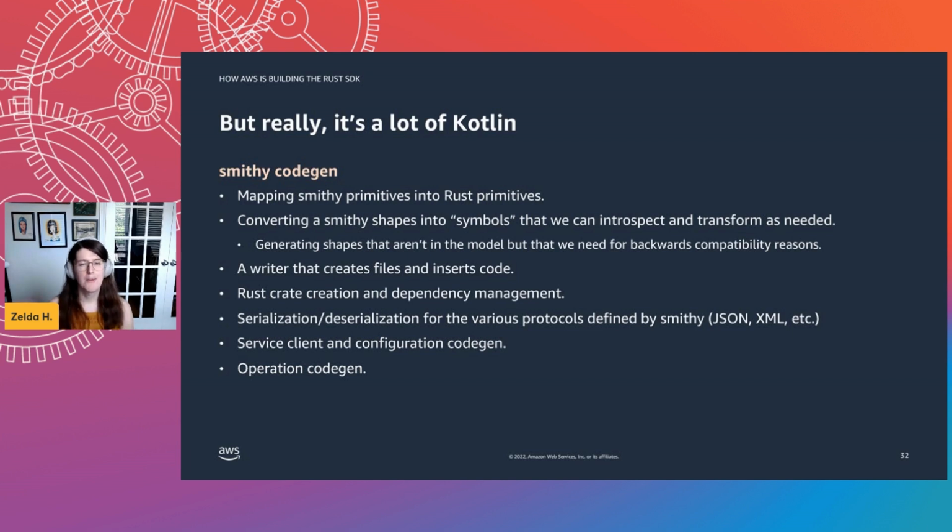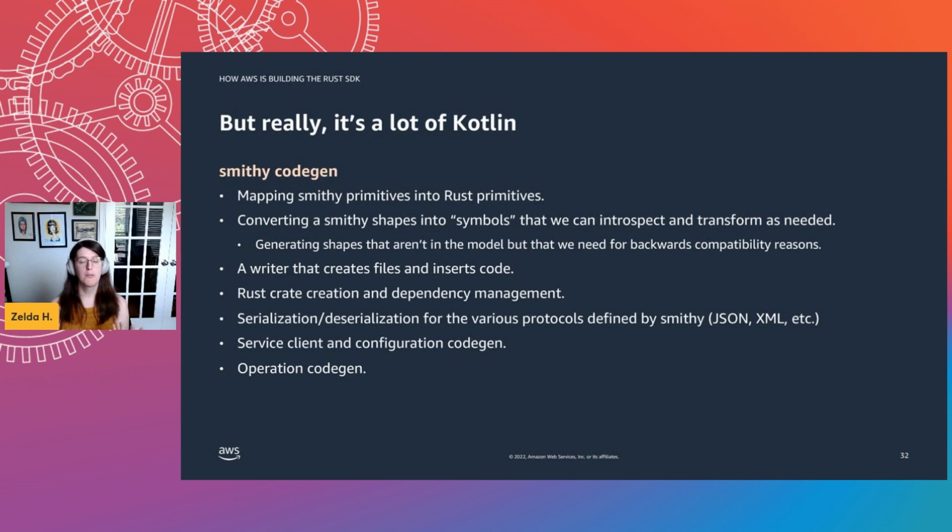So, how does CodeGen work? Well, we talked a little teeny bit about Smithy earlier and how we use that to define our models. Our CodeGen will look at those models and turn them into Rust. So it will look at Smithy primitives, because Smithy has its own way of defining integers and strings and things like that, and turn those into Rust primitives. It will take all those Smithy shapes, which kind of look like Rust structs, and actually convert them into this abstract thing called a symbol, which then gets converted into a Rust struct.